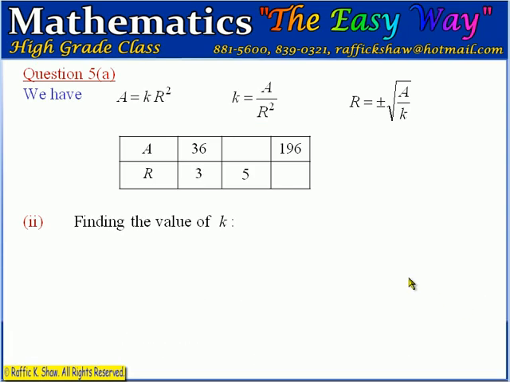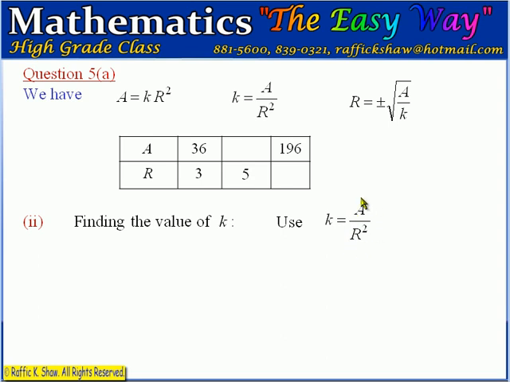So let's move down to part 2. What we have so far is that A as a subject is equal to K multiplied by R squared. K as a subject is equal to A divided by R squared. And R as a subject is equal to plus or minus the square root of A divided by K. We still have the table here. Part 2 wants us to calculate the value of K, so we want to focus on this formula right here, and that's what we'll be using.